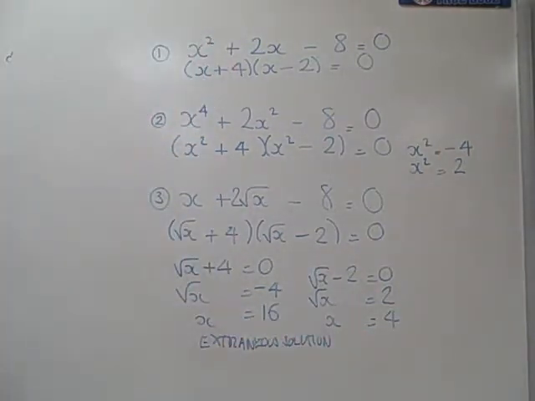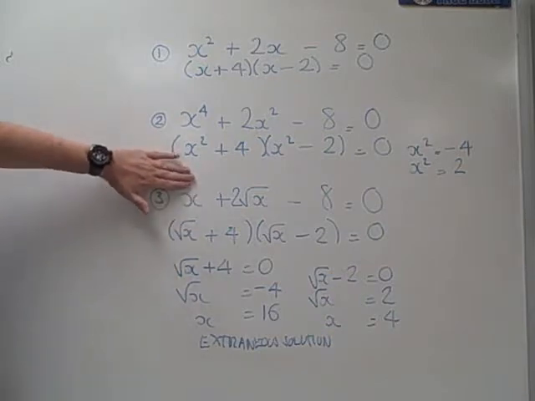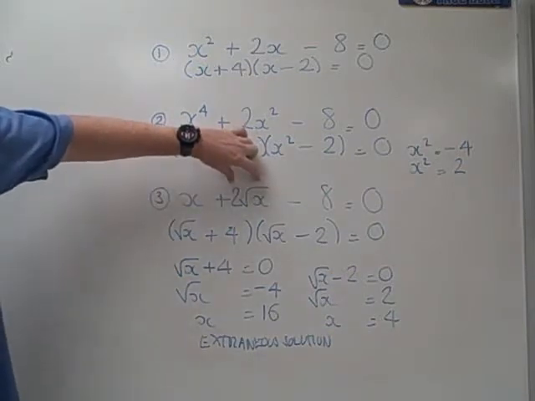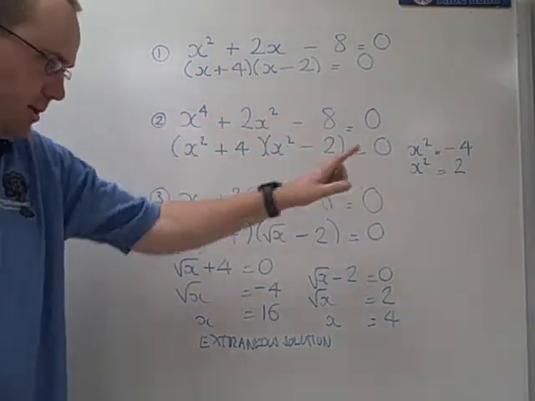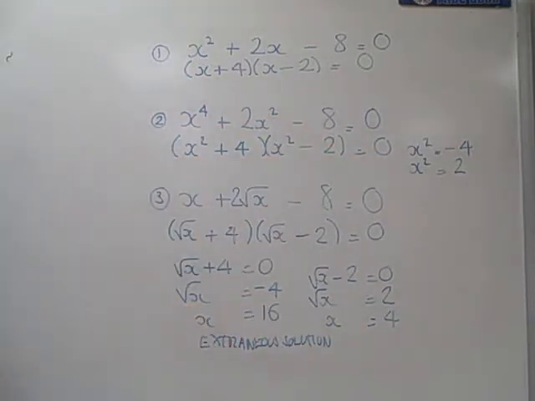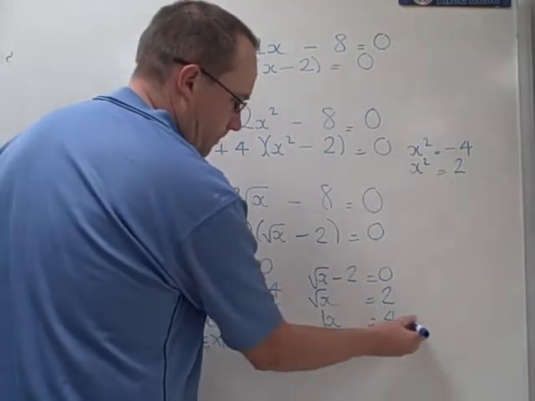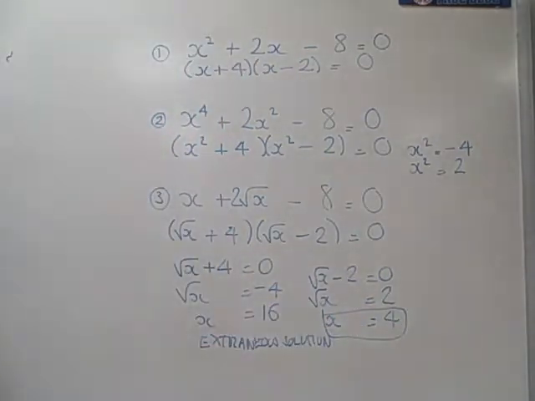Now if we check 4 as a solution for this one, 4 plus 2 times radical 4, that's 2 times 2, which is 4. So 4 plus 4 minus 8 does indeed equal 0. So that would give us a correct solution for this one. So actually our solution to this one is just simply x equals 4.